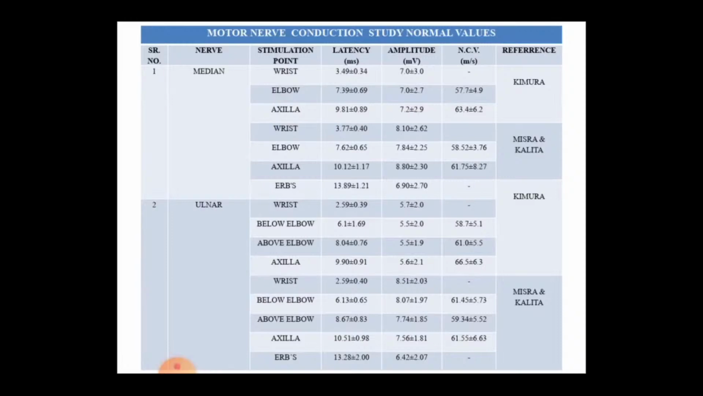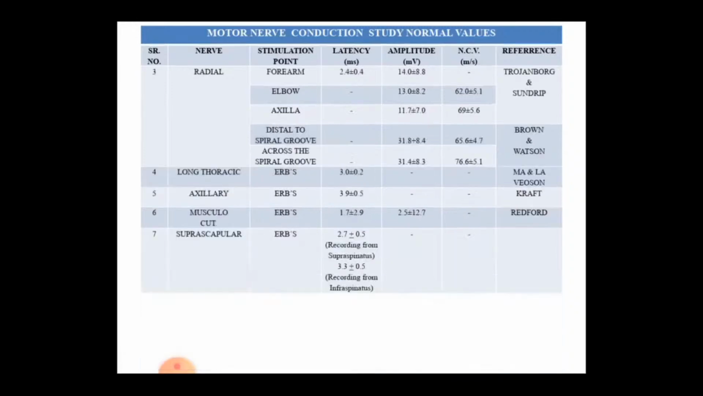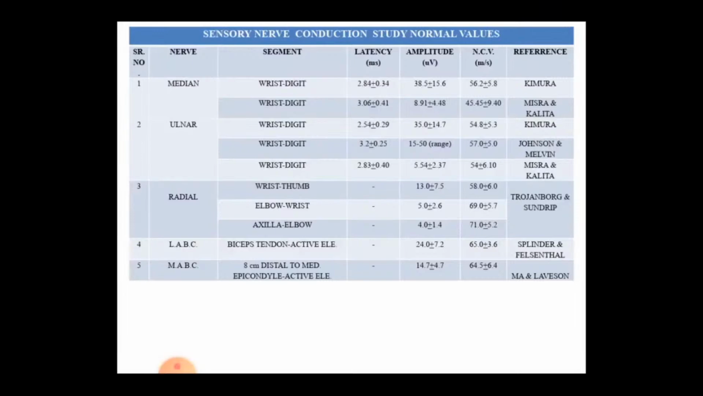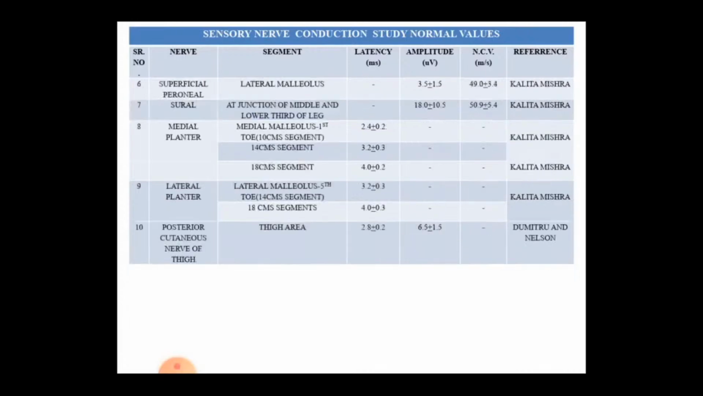So you can take a screenshot of this for median and ulnar nerve. You can have it for radial, long thoracic, axillary, musculocutaneous and suprascapular also. You can have it for peroneal and tibial. All these are normal values for the motor nerve conduction study. Now for the sensory nerve conduction study normal values, you can have median, ulnar, radial, and lateral and medial antebrachial cutaneous nerve. Then the others are of the lower limb: superficial peroneal, sural, medial plantar, lateral plantar and posterior cutaneous nerve of thigh.